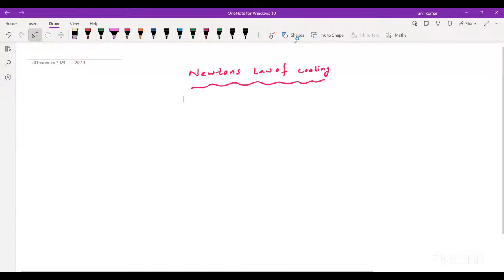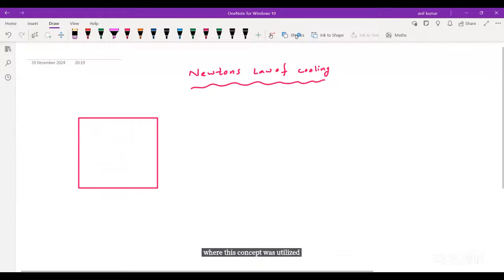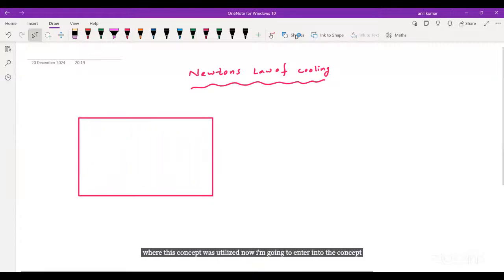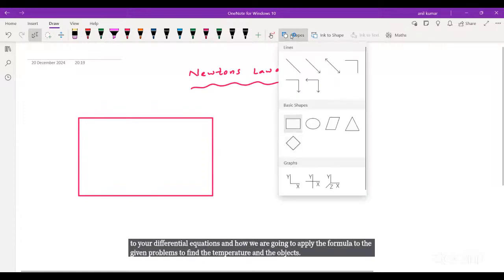So as a motivation to the concept, initially I presented some slides and explained where this concept was utilized. Now I'm going to enter into the concept. I mean, how we are going to formulate the differential equations and how we are going to apply the formula to the given problems to find the temperature of objects.